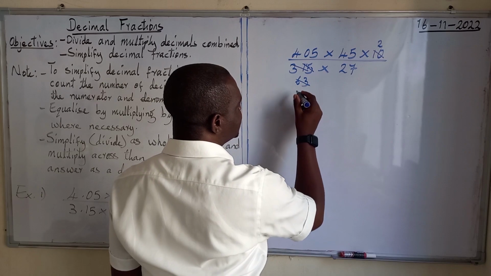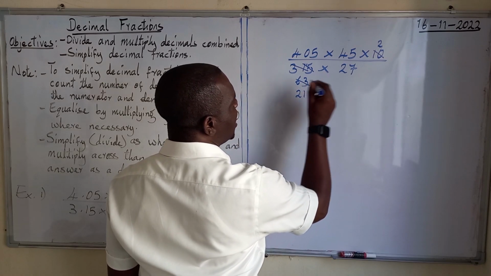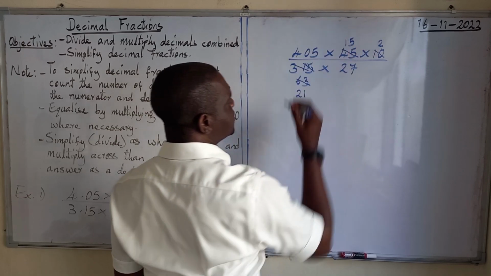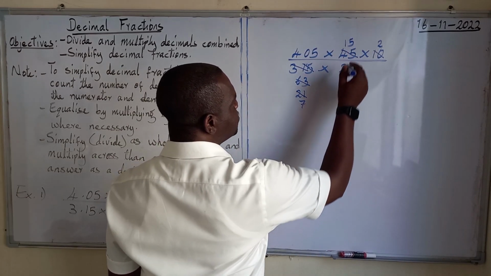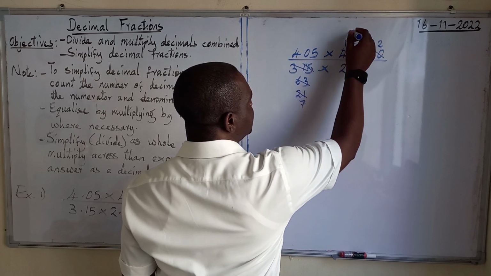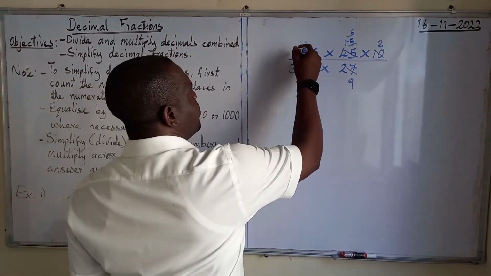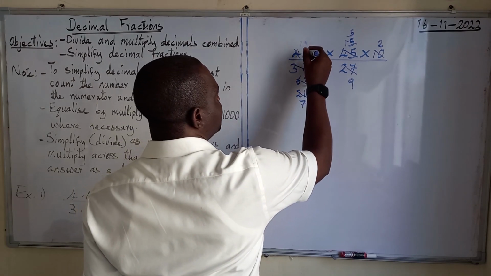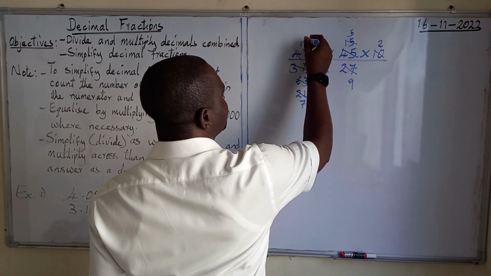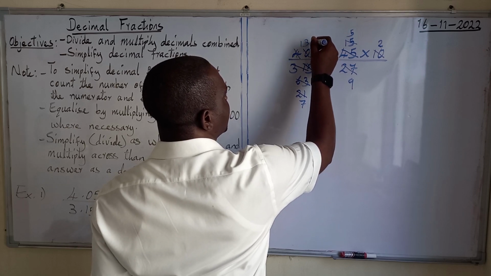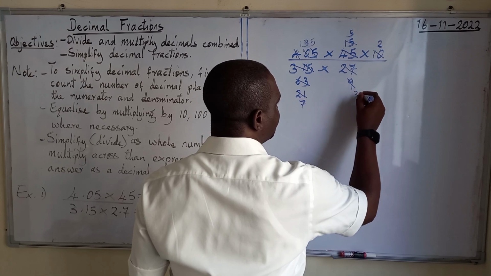3 will go into 63, 21 times, and 3 will go into 45, 15 times. 3 into 21, 7 times, and 3 into 15, 5 times. So 3 will go into 27, 9 times. 3 will go into 4, 1 time, remember 1. 3 into 10, 3 times, remember 1. 3 into 15, 5 times. 3 into 9, 3 times.